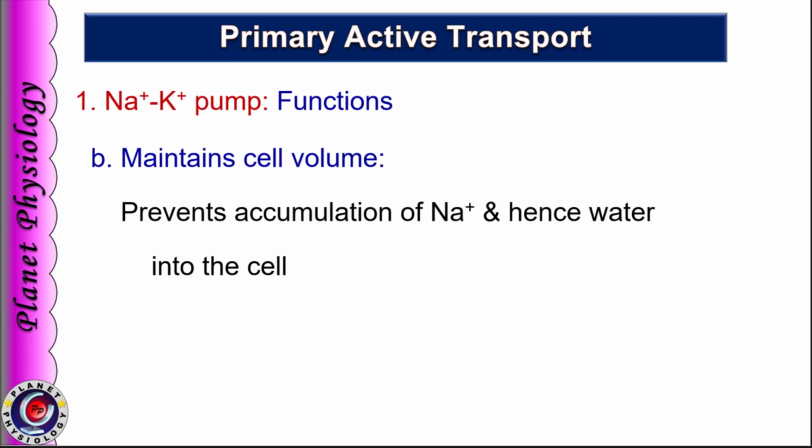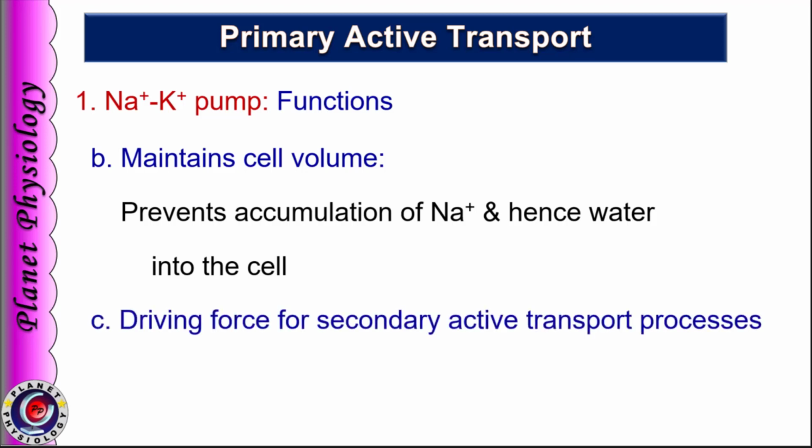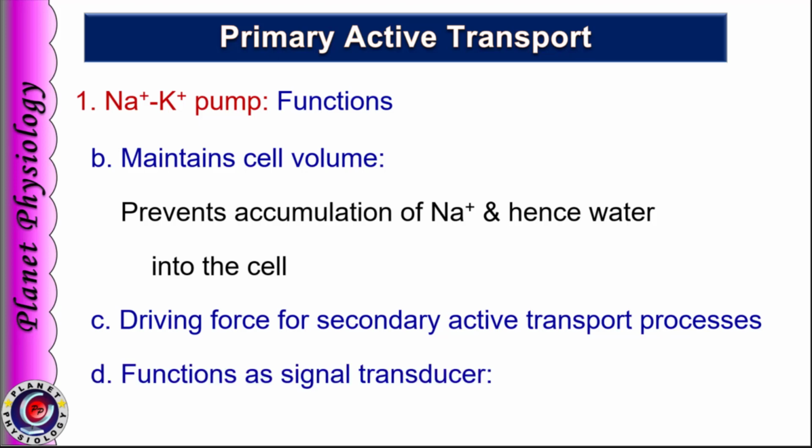By pumping sodium into the extracellular fluid, the sodium potassium pump also increases the concentration gradient for sodium ions. This gradient facilitates transport of other ions along with them. Thus, the sodium potassium pump acts as a driving force for secondary active transport processes. Apart from these functions, the sodium potassium pump also acts as a signal transducer and helps in intracellular communication.